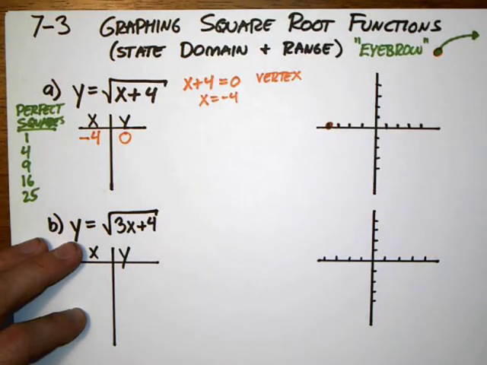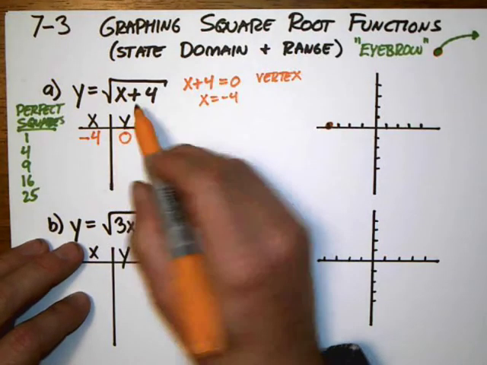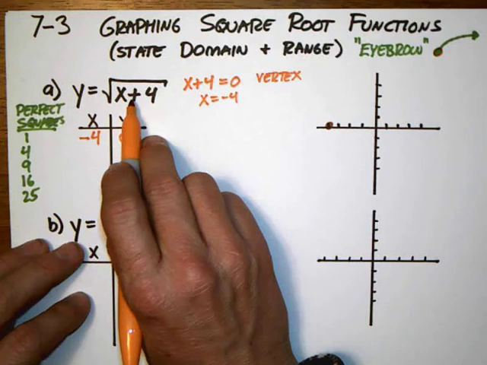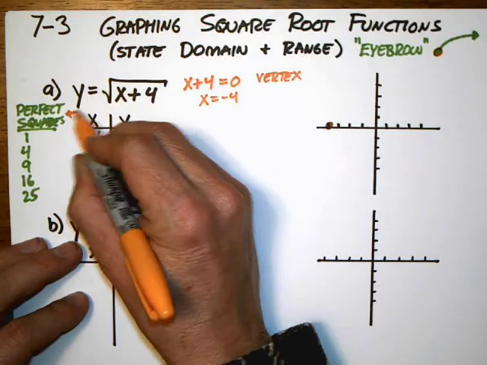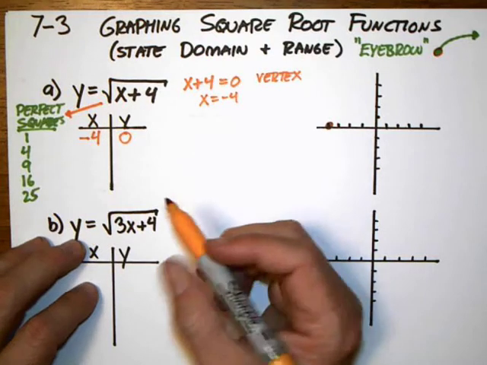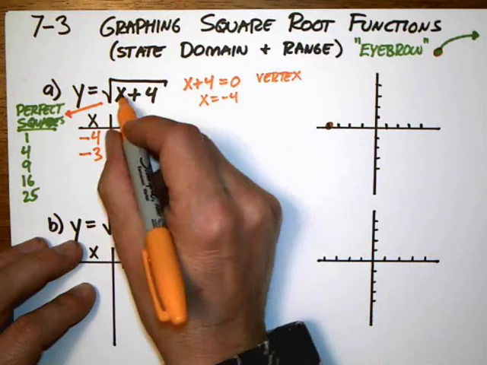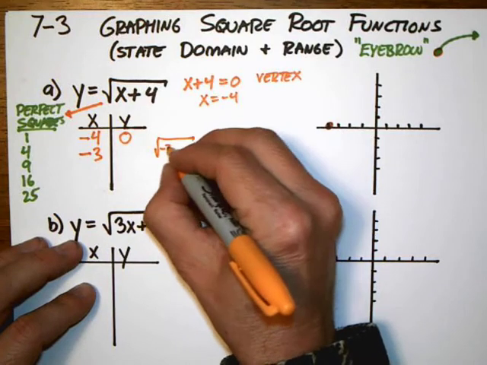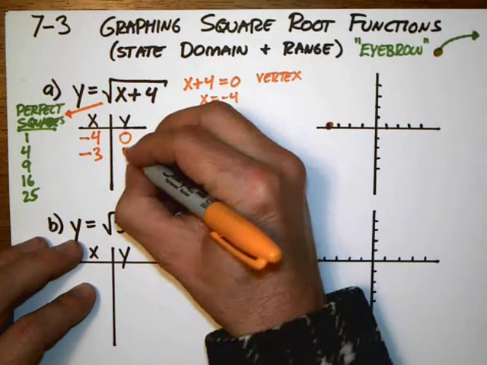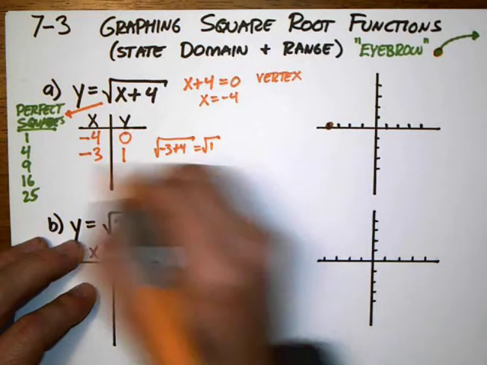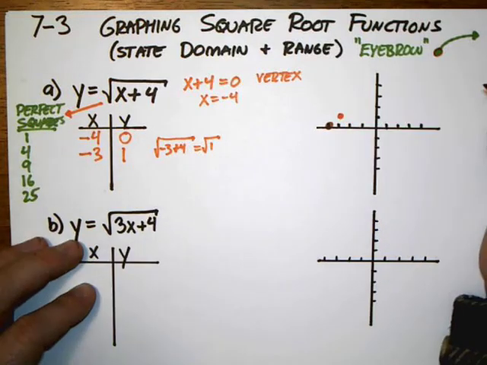That's my vertex. My next point, I can plug anything I want in here, but some points with square roots are not going to turn out pretty. If I can turn this x plus 4 into a perfect square, then I am going to end up with a nice number. So for example, if I chose negative 3 and plugged it in, I would get the square root of negative 3 plus 4, which is the square root of 1, and of course the square root of 1 is just 1. So if I can produce a perfect square inside, I'm going to get a nice answer. So negative 3, 1, it's right there.